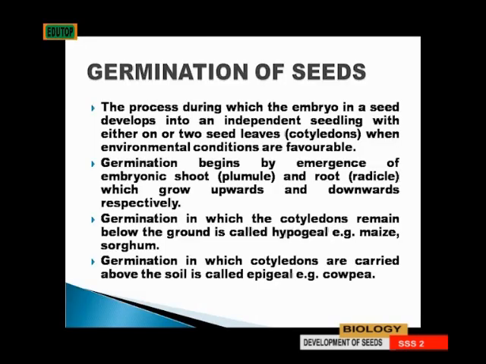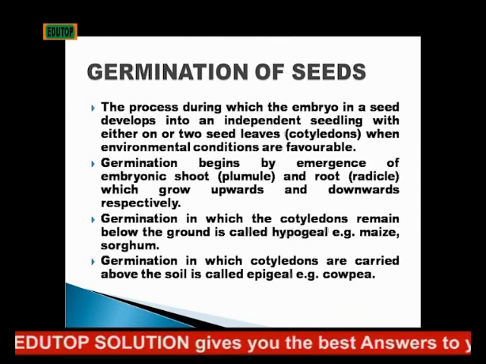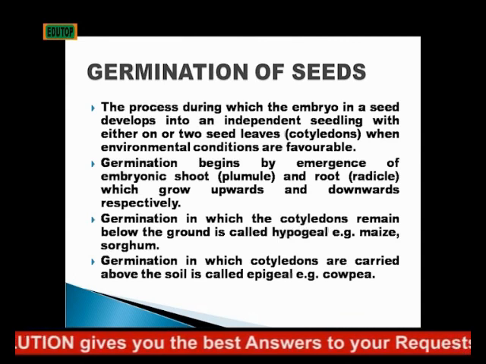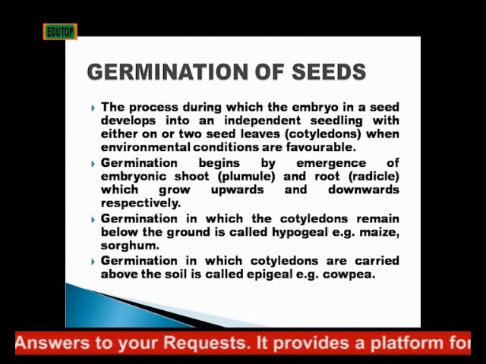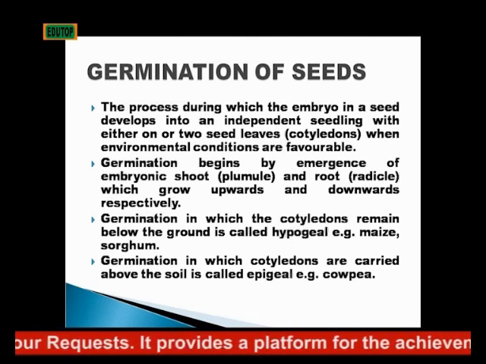Now, talking about germination of seed. Germination is the process during which the embryo in a seed develops into an independent seedling, with either one cotyledon or two cotyledons, when environmental conditions are favorable. That is what is called germination. Germination begins with the emergence of the embryonic shoot, the plumule, and roots, the radicle. The plumule grows upward, the radicle grows downward.